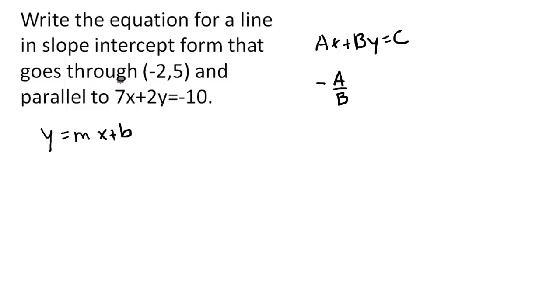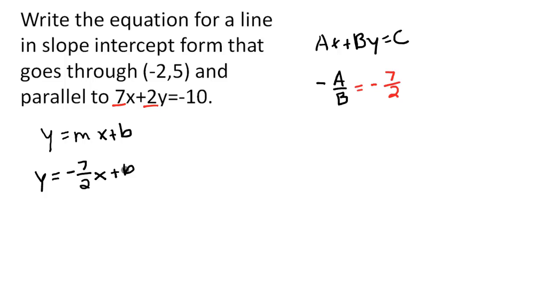Now, our a is 7, our b is 2. So this is going to equal negative a is 7, b is 2. So that's going to be the slope. Now, the line has to be parallel to this line, so we're going to keep the same slope. Parallel slopes are always the same, so I'm going to write y equals m, and that's going to be negative 7 over 2 times x. Now I'm going to keep on filling this in. That's going to be plus b.